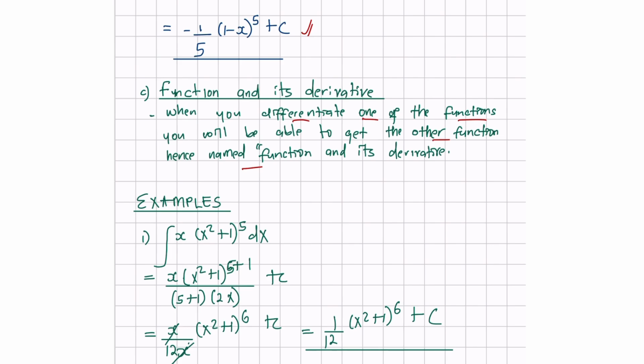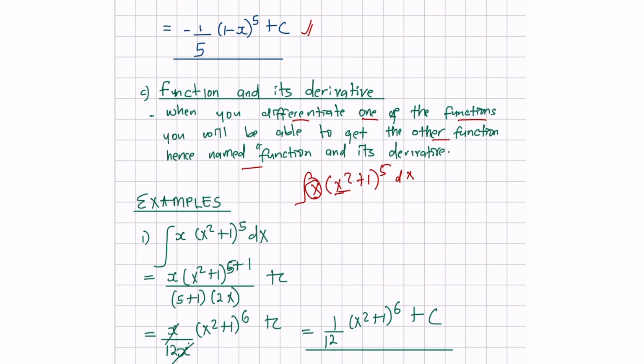So let's look at an example. Example number 1 here is saying integrate x squared plus 1, to the power of 5, dx. Now, if you differentiate x here, you're not going to get x squared plus 1 to the power of 5. But the derivative of x squared, which is in the brackets here, is x. So it means that this one here is a derivative of this function.